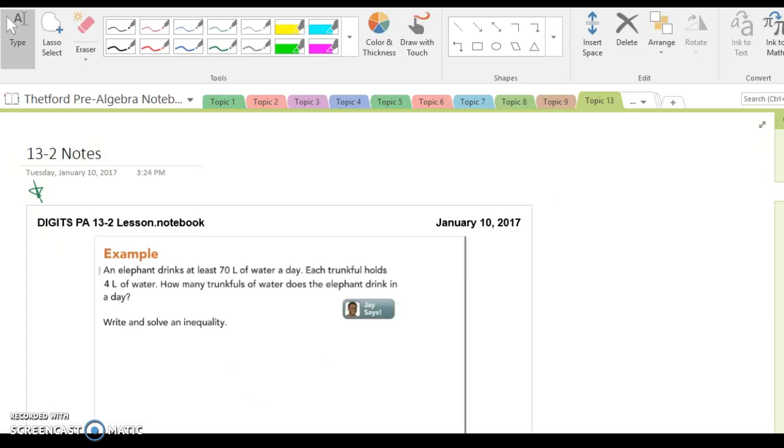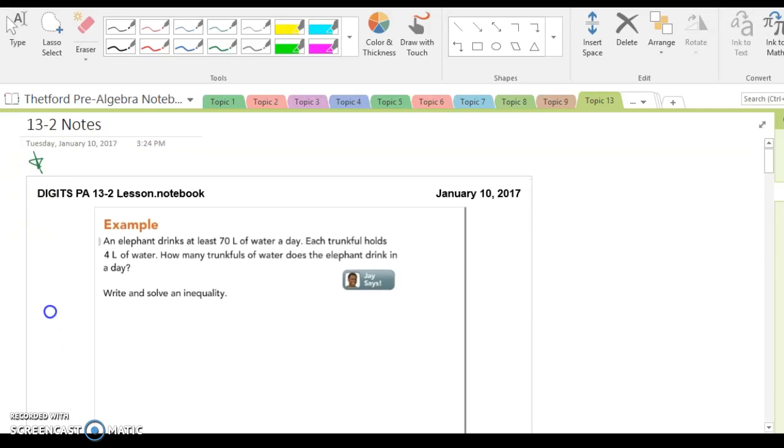All right, now we're going to look at multiplication and division for our one-step inequalities. And so an elephant drinks at least 70 liters of water a day. So at least, that means that 70 is the smallest amount that it's allowed to drink to stay hydrated. Each trunk holds 4 liters of water. So we know that it's going to be 4 liters of water times some amount of trunkfuls. And that has to be less than or equal to 70.